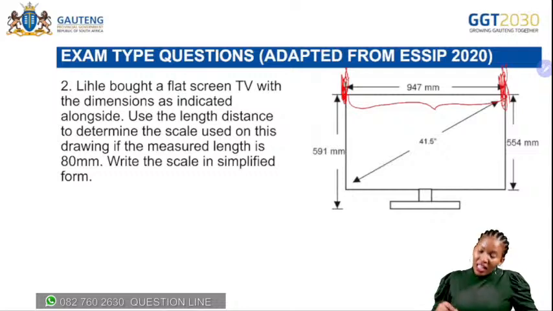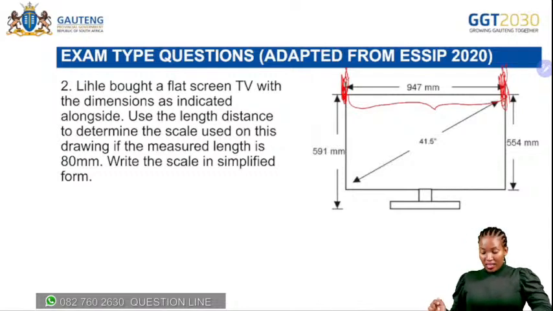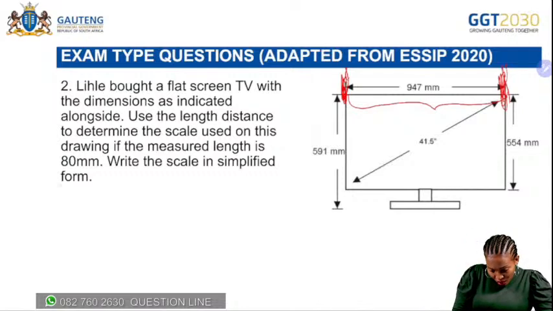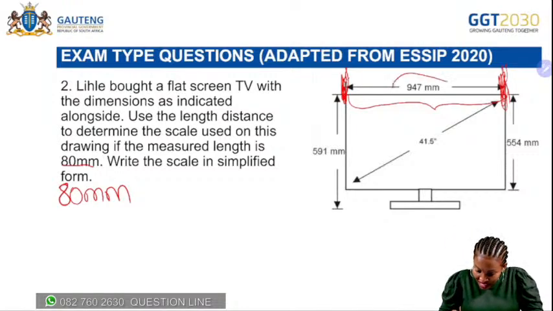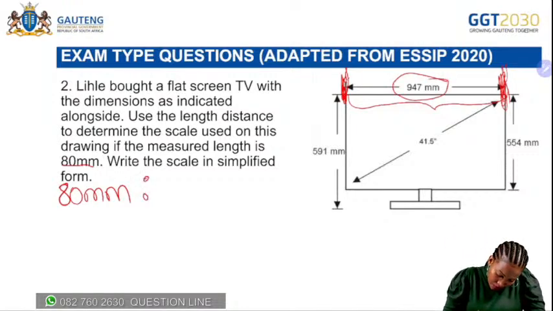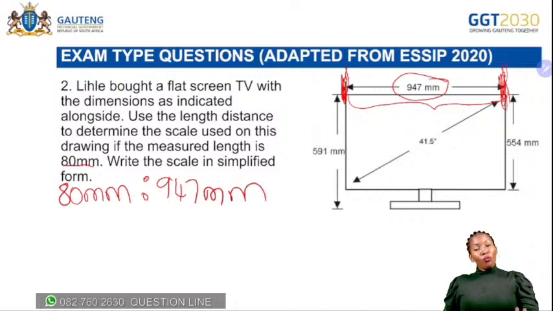So I'm getting 80 millimeters. So I'm writing down what I got. It is 80 millimeters, which is the same as this one. It's equivalent to 947 millimeters. We want a scale. And then with the first step, we've done our measurement.